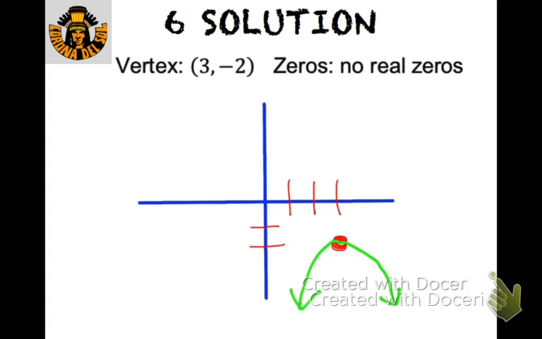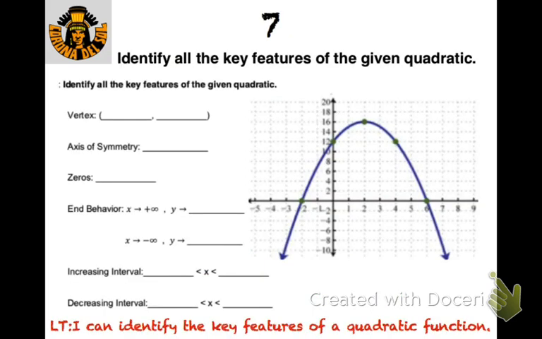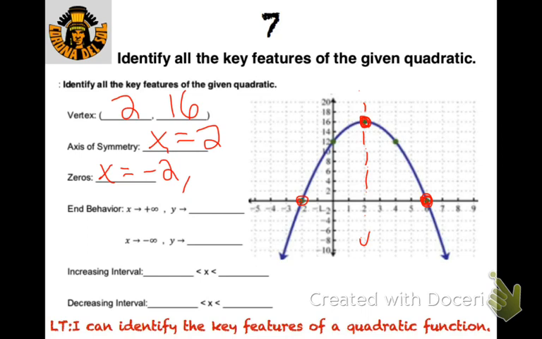All right, so now this one has all the features. So we just look at it and say, okay, we've got the vertex there. So that's our 16. Looks like it's hitting right 16. The axis of symmetry, of course, is that line that cuts it right down the middle. So that's x equals 2. The zeros are wherever it crosses the x-axis. So that's going to be x equals negative 2, and then x equals 6.